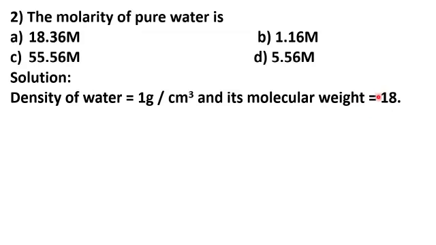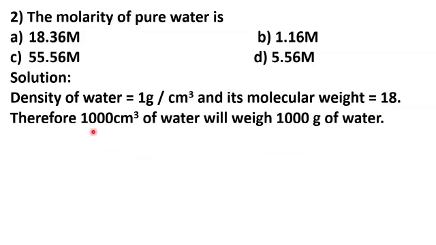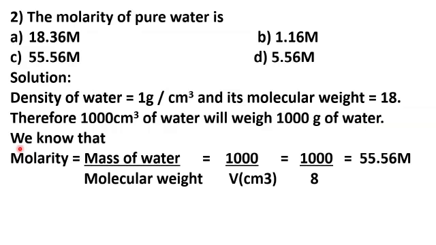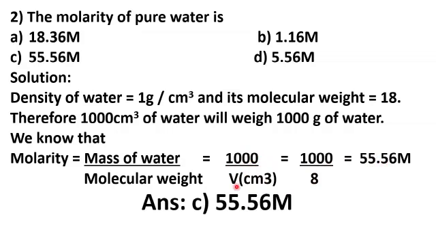So we know that molecular weight is equal to 18. So therefore 1000 cm cube of water will weigh 1000 gram of water. So we know that molarity is equal to mass of water divided by molecular weight. So mass of water is 1000 divided by volume, here it is 18. So solve, you will get 55.56. Hence correct option is option C, 55.56 molar.